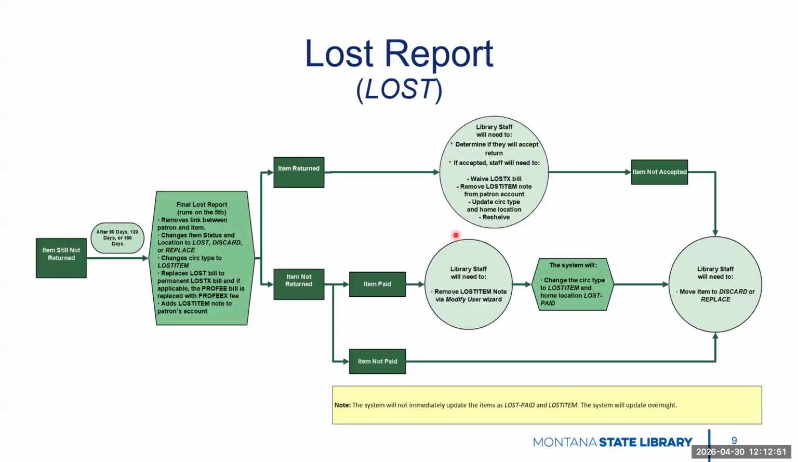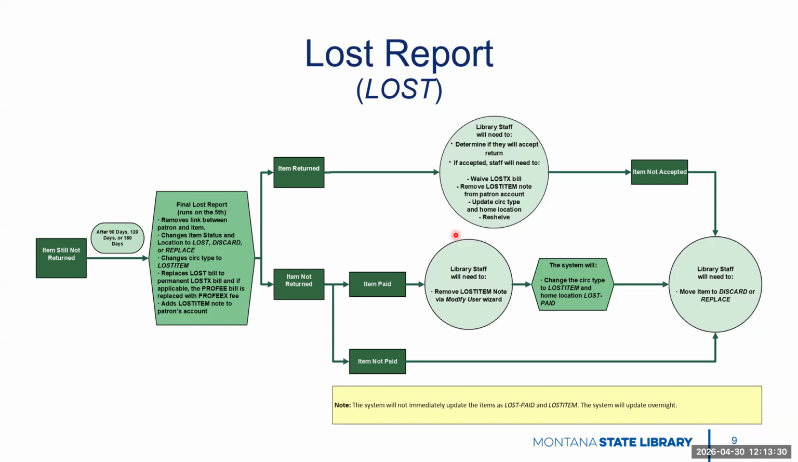You may have heard us refer to this as a couple of different things over the years. We've recently rebranded it to just make it simple that it's the lost report. So the item at this point is still not returned. So 90 days, 120 days, or 180 days after the item's due date, this report will run on the 5th of the month, and it's going to break the connection between the item and the user. And it does that by removing the item information completely from the user's account. That's just a system setting.